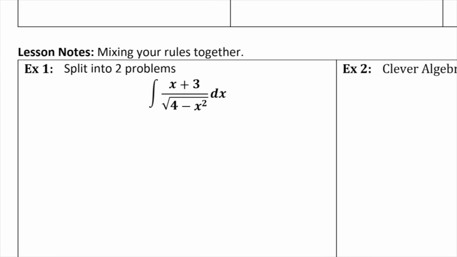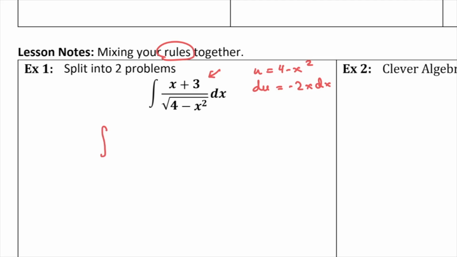All right, now we're going to mix our rules together. You just never know what you're going to run into. For example 1, look at the structure of your problem. If you try u substitution, u might equal 4 minus x squared, so your du would be a lovely negative 2x dx. We still have a 3 in the way. That's a problem. But you know what? Let's split this into two problems.